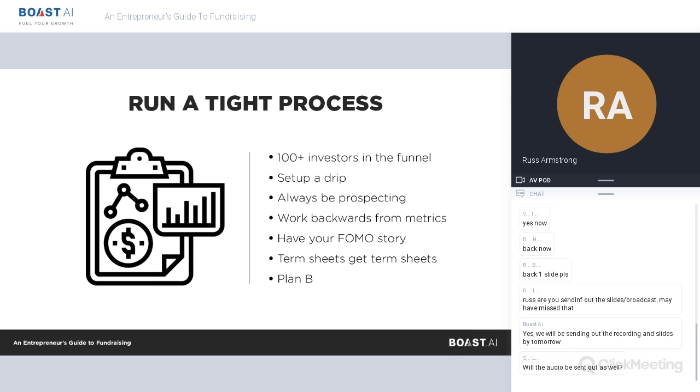Again, I like to look at this working backwards from your metrics. What do your metrics need to look like at Series A, at a seed round, at a convertible debenture round? What do your metrics need to look like for venture debt? Working backwards from those to give you a guideline of what those milestones are you need to hit will help you plan out your strategy a little bit more.